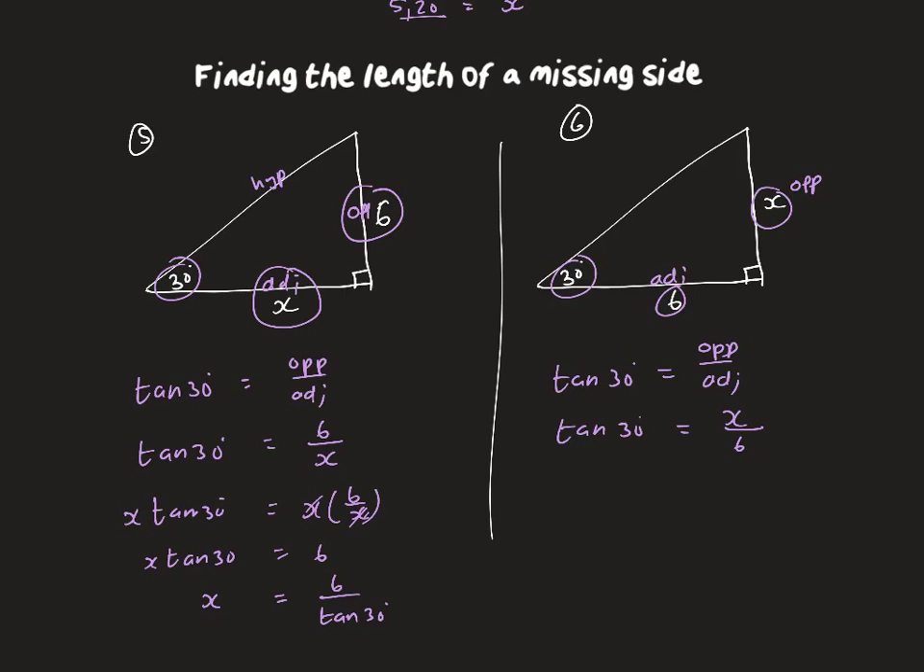X divided by 6. I don't want x divided by 6. I want just x. So times by 6 on both sides. So 6 tan of 30 degrees. And you type those in your calculator.